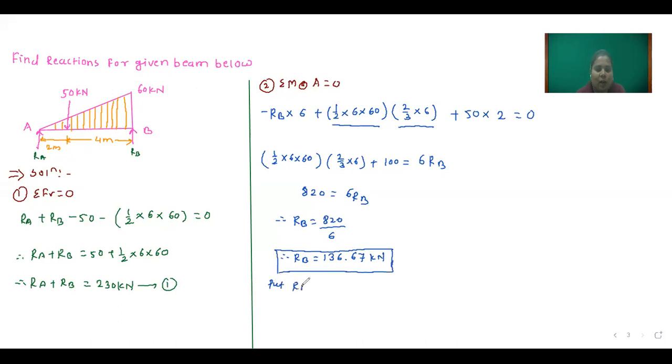Once you got the RB value, then you put this value of RB in equation 1. So what is our equation 1? RA plus RB is equal to 230. So RA plus the value of RB, 136.67, is equal to 230. Therefore RA is equal to 230 minus 136.67, therefore RA is equal to how much?